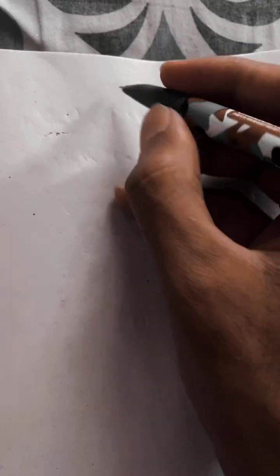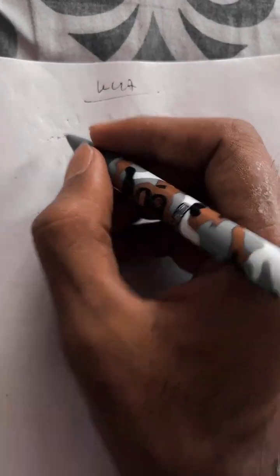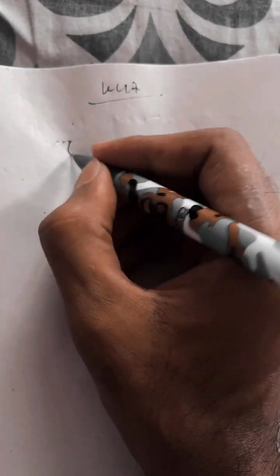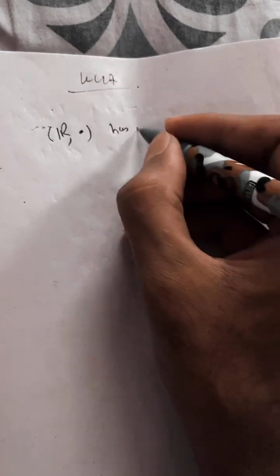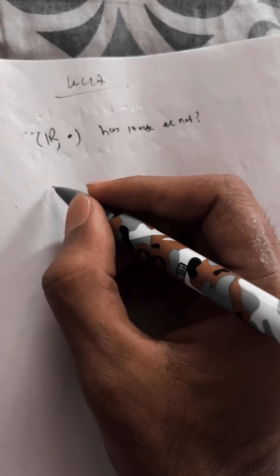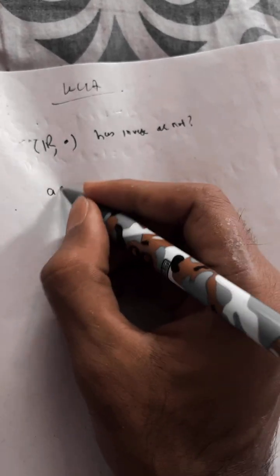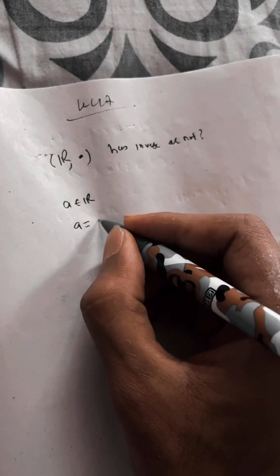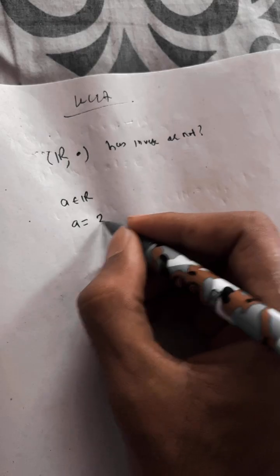So welcome to lecture number 17. And last time we asked, does real number with multiplication have an inverse or not? So let's check. Let's choose a number a that belongs to the real numbers. Now let's say that a is equal to, let's say, 2.